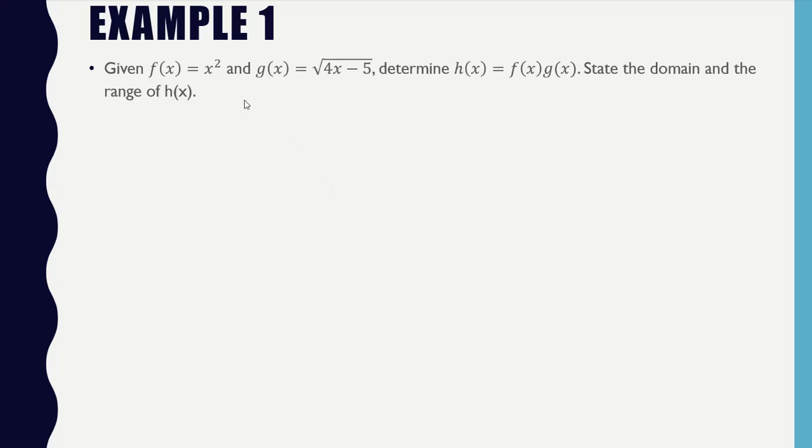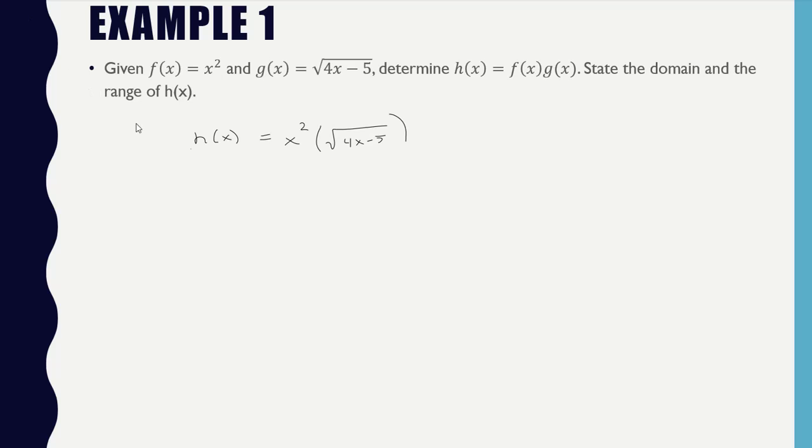Okay, another nearly identical question. So given f of x is equal to x squared and g of x is equal to the square root of 4x minus 5, determine h of x, which is equal to f of x times g of x. State the domain and range of h of x. Alright, so we're going to find out h of x. We're going to multiply these. So we've got x squared times the square root of 4x minus 5. And because this is a square root, there's nothing else I can do to simplify this. So I'm done as far as writing my new equation.